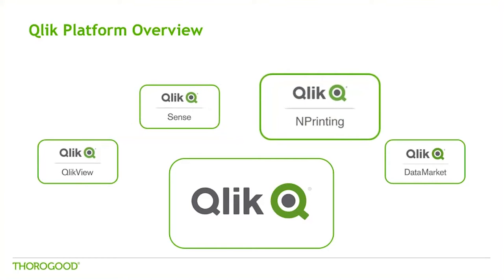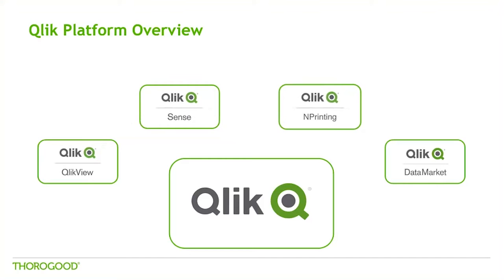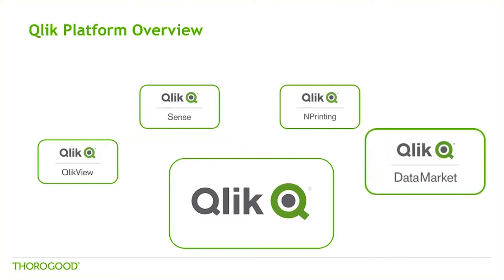NPrinting started off as a third-party tool that was acquired by Qlik, but now it's fully incorporated into the Qlik product line. NPrinting allows visualizations from a variety of Qlik applications to be unified into single reports. And it also allows scheduling for automated distribution of these reports in a variety of formats such as HTML, Microsoft Excel, Word, and PowerPoint, and PDFs. Last but not least, Qlik DataMarket is a platform for finding and connecting to external data sources. It leverages a subscription model to allow rapid incorporation of the data into applications, and it's fully integrated into QlikView and QlikSense, which makes it extremely simple to use.